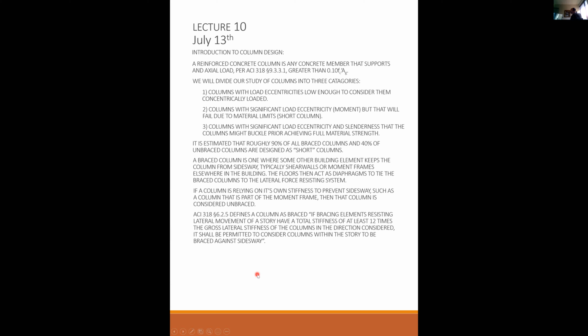ACI 318, section 6.2.5, defines a column as braced if bracing elements resisting lateral movement of a story have a total stiffness of at least 12 times the gross lateral stiffness of the columns in the direction considered. It shall be permitted to consider columns within the story to be braced against sway. So that kind of gives you a little definition of how stiff needs to be to consider them to be braced.